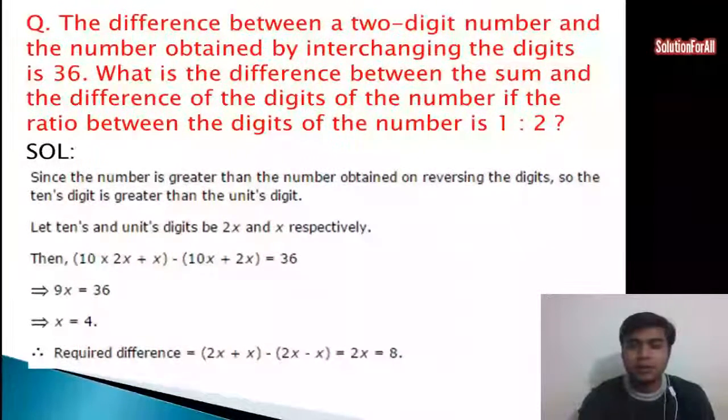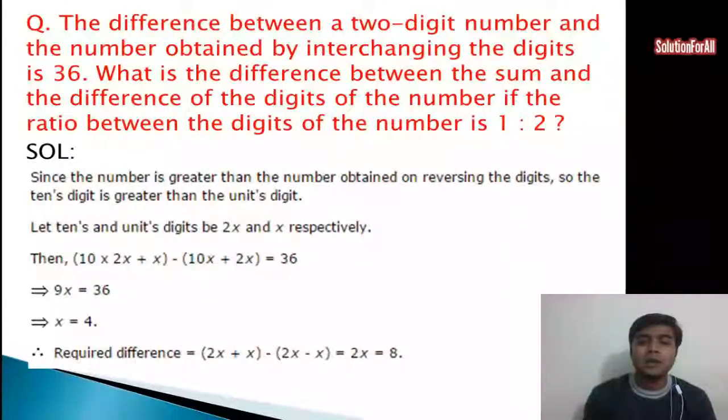I would have taken x or y also, but here the ratio is already given as 1 and 2, so it is easy for us to take the ratio, to take one number in the form of another. So it's very easy. So I'm taking the numbers on the basis of that only. So let the tens and units digits be 2x and x respectively.